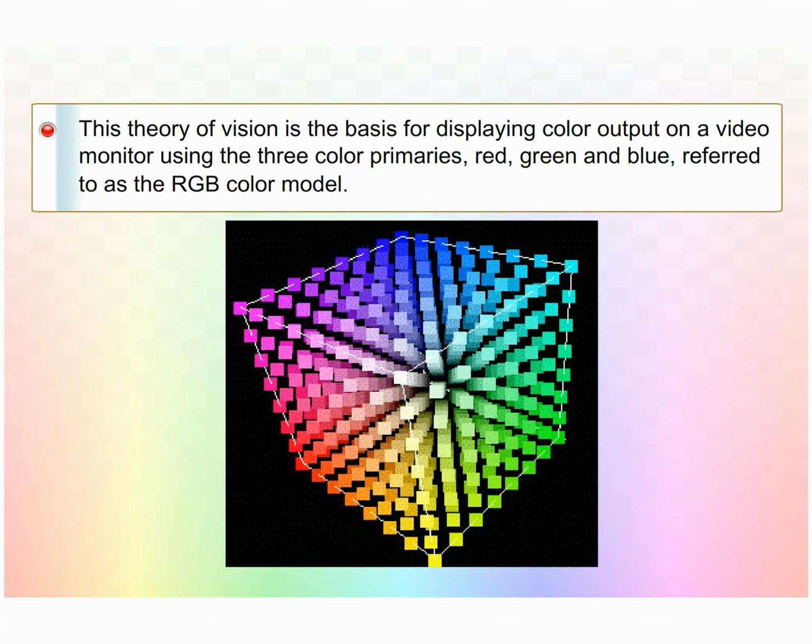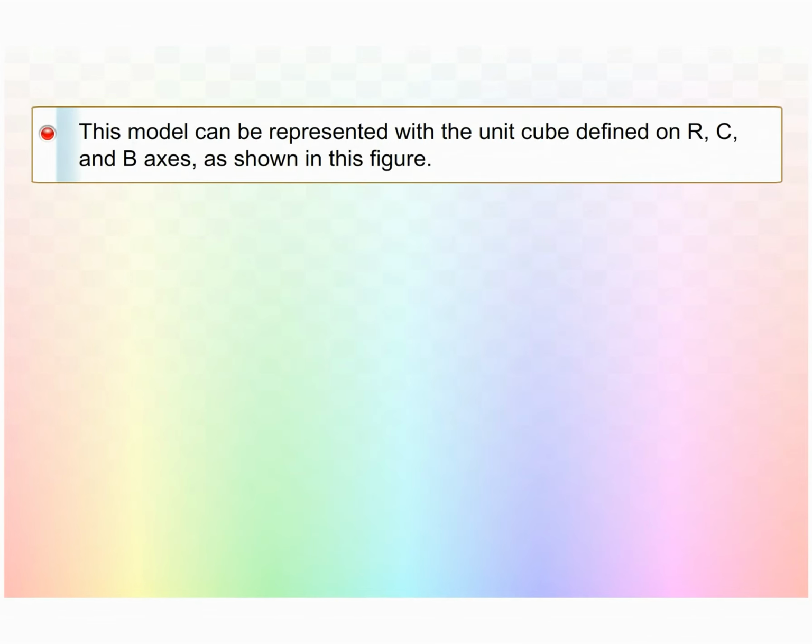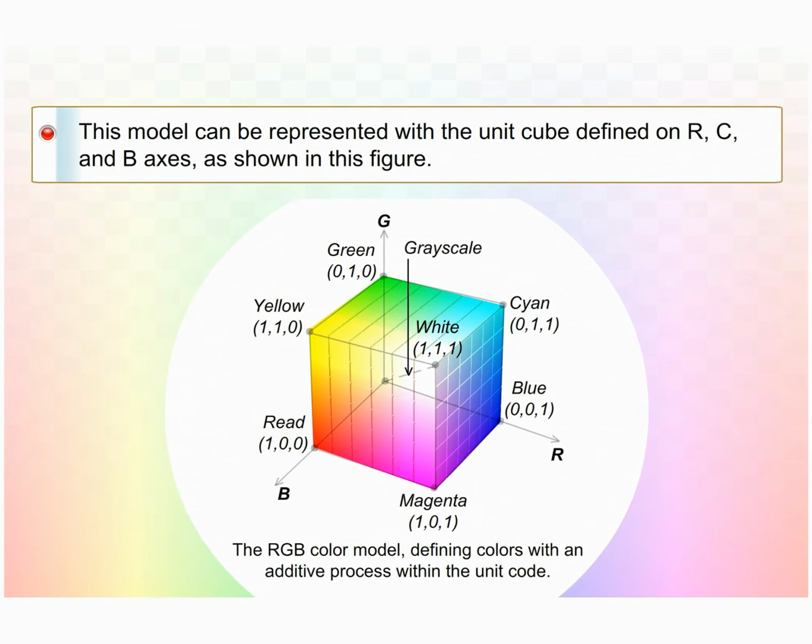The theory of vision is the basis for displaying color output on a video monitor, using the three color primaries, red, green, and blue, referred to as the RGB color model. We can represent this model with the unit cube defined in R, G, and B axes, as shown in this figure.